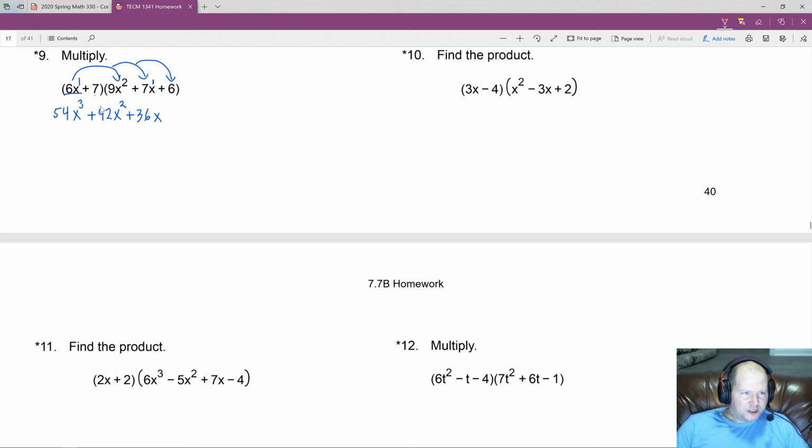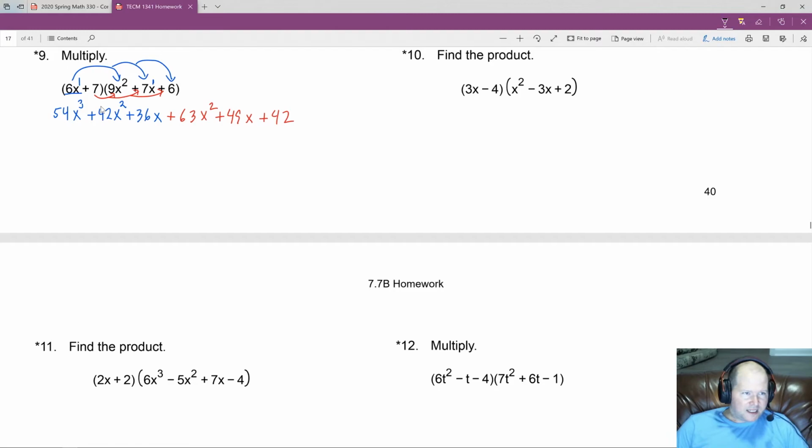So after you finish distributing the first term within the first set of parentheses, now you have to distribute the second term within the second set of parentheses. So now we say 7 times 9x squared. 7 times 9 is 63, and you're just going to keep the x squared. Next, 7 times 7x. 7 times 7 is 49, and you're just going to keep the x. Then 7 times 6, which is 42, and you just keep the 42.